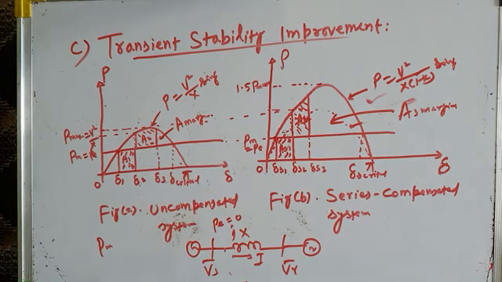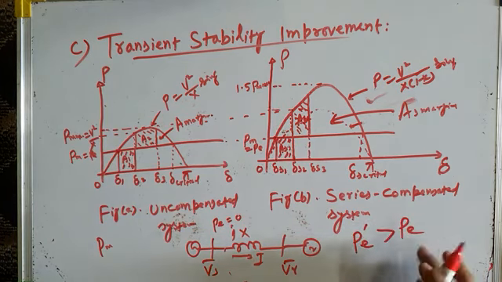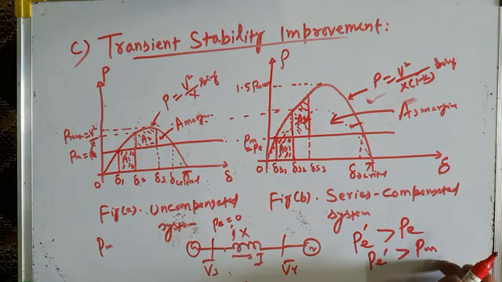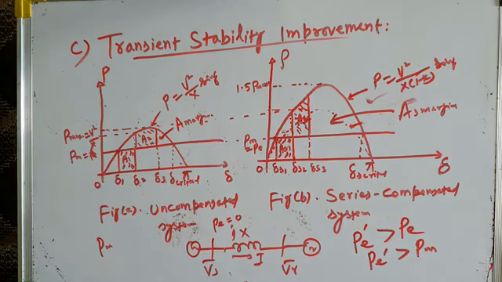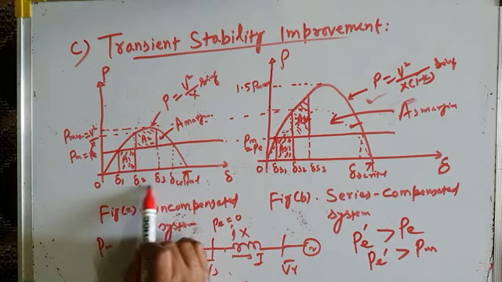So in this case, let us assume that the power transmitted is PE dash, which is greater than PM. So the power transferred over the line is greater than the mechanical input. Electrical output is greater than mechanical input, and that will cause deceleration of the rotor of the machine. So the machine will now start decelerating. And when the machine decelerates, the transmission angle will still increase.